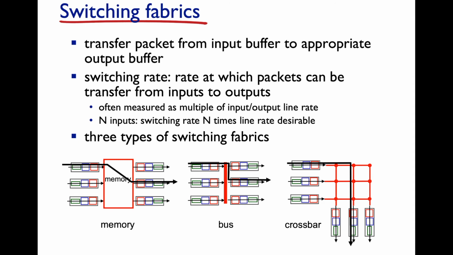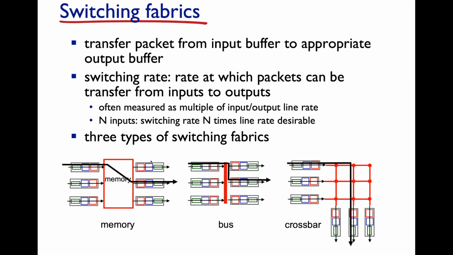Because the switching rate determines how quickly you can get packets from the queue at the input port to the output port. Now, when you look at the switching rate, it's often measured as a multiple of the input-output line rate, right? Because you have multiple lines, and the switching rate is the aggregate of all of the switching performance for each one of those input to output port pathways.